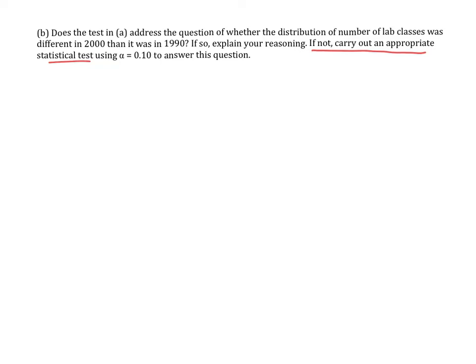When we are comparing two different distributions, this is a chi-square test, called a chi-square test for homogeneity. You'll hear it pronounced either homogeneity or homogeneity. They're the same. But that's what this test would be.